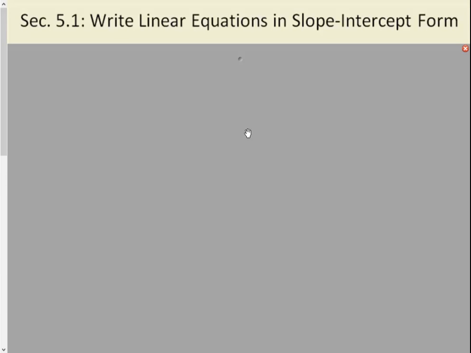In Chapter 5, we're going to be writing linear equations. And this is going somewhat the reverse of Chapter 4. In Chapter 4, you would start with an equation and then graph it. In Chapter 5, you'll be given some information or you'll be given a graph and you'll be asked to write the equation. And we'll start in section 5.1 with looking again at slope-intercept form.